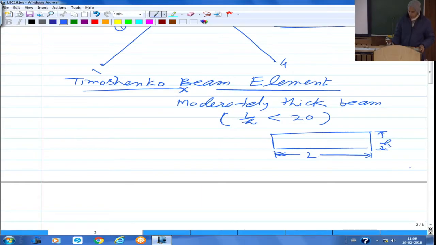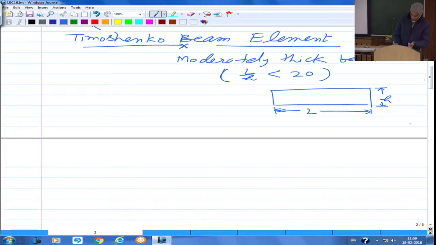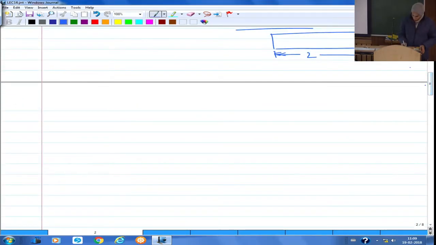So if this L by H is less than 20, then the Euler-Bernoulli beam assumption may not be accurate, and you will have to relax the main assumption in the Euler-Bernoulli beam theory, that is, the normal remains normal to the middle surface after deformation. So this is what I started in the last class. We call such beams moderately thick beams.